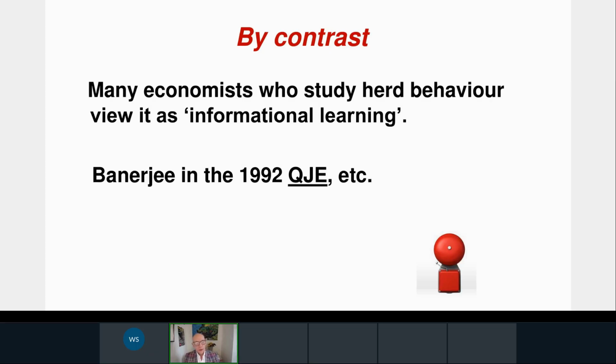Nevertheless, there's a history of thinking in economics about herd behavior in quite a different way. That is, thinking of it much more as being about revealing information. So imagine that a fire bell goes off, people start to file out. Others who didn't hear the fire bell see people filing out. They think those individuals must have some information, so they exhibit herd behavior, they also leave.